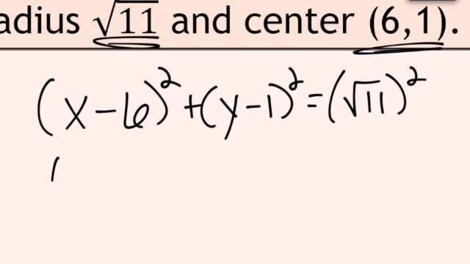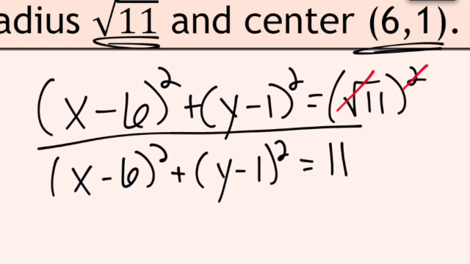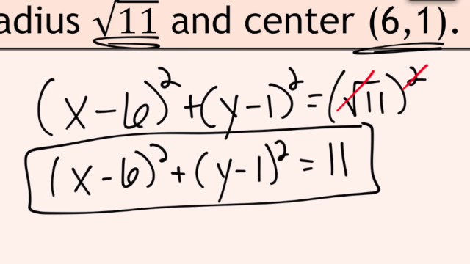We got to simplify this, so there's not really much to simplify. So x minus 6 squared, y minus 1 squared, and then the square root and the squared are going to cancel out, so we're just left with 11. And we're all done.